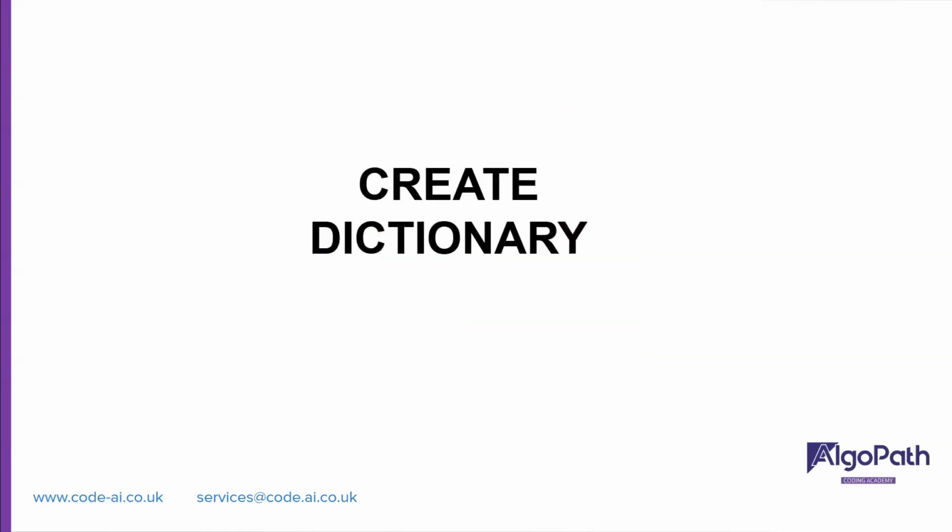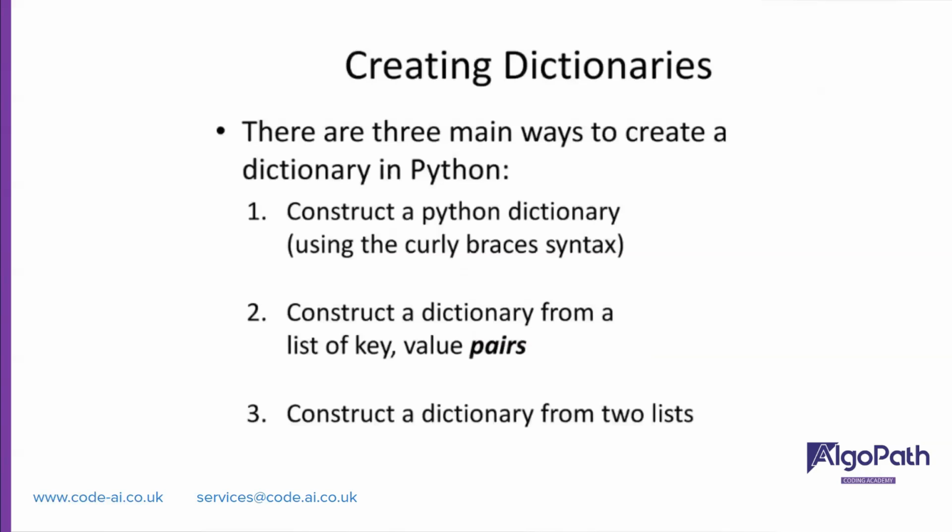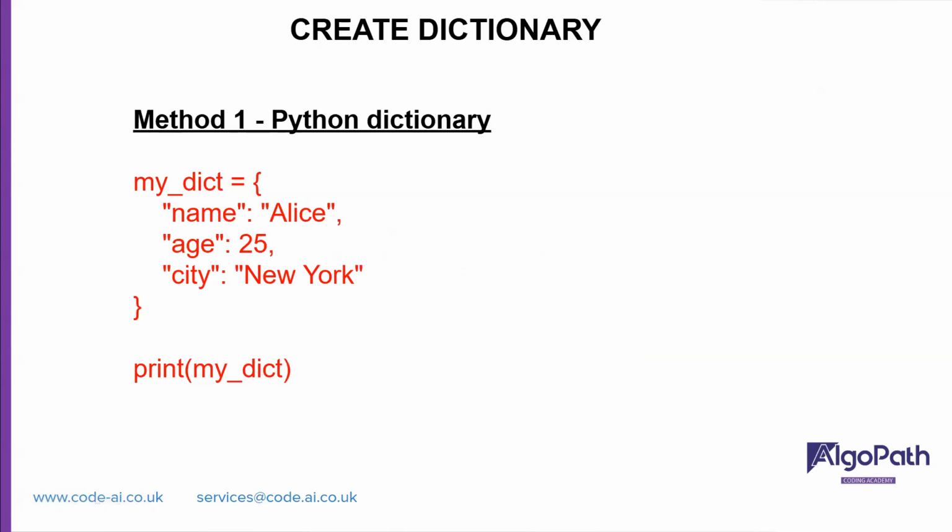First of all, we need to create the dictionary. Now, there are three basic ways to create a dictionary. Each one has their own little pros and cons that you should consider when doing this. Let's look at number one. So we call this the classic Python dictionary. We give it a name. We can give that name anything we want.